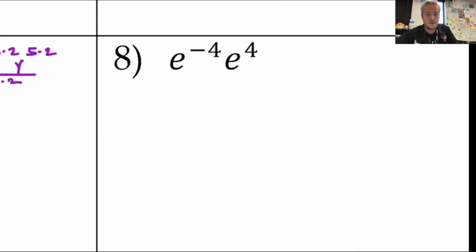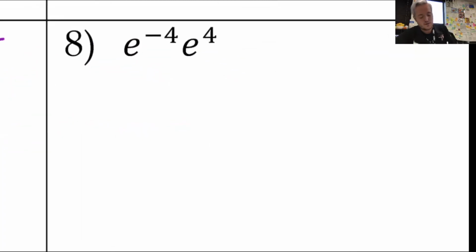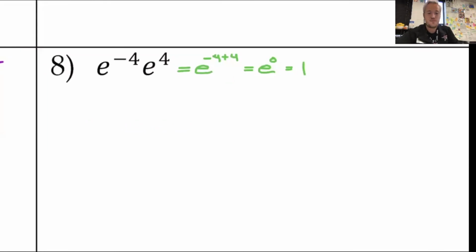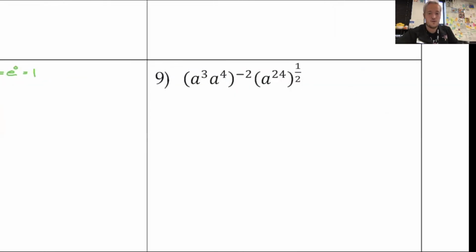All right, looking at number 8. So there's multiple ways that you could do this one. You could either simplify the negative exponent or you could do product property. So I'm going to do product property. So I'm going to do e to the negative 4 plus 4. And negative 4 plus 4 gives you 0, which means that would be 1. All right, number 9.